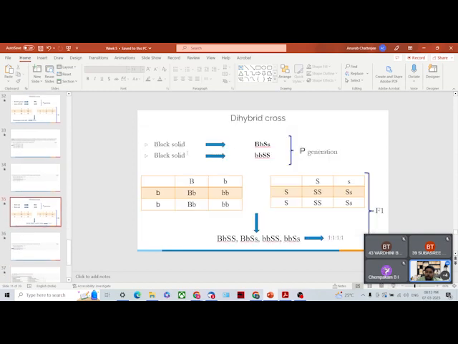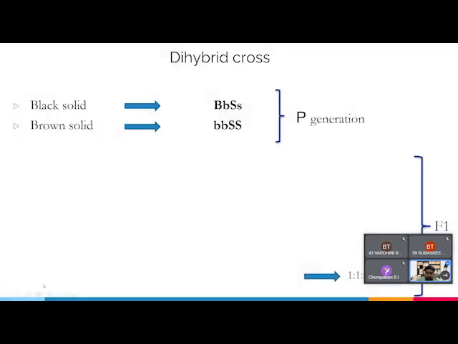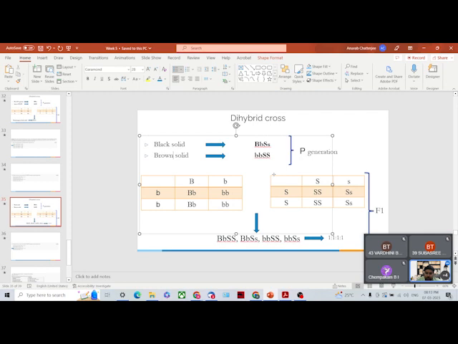This will be brown solid. Okay, so this has some problem in it. So the test cross is between brown spotted and black solid. So we'll do it together itself. The screen is visible, right?